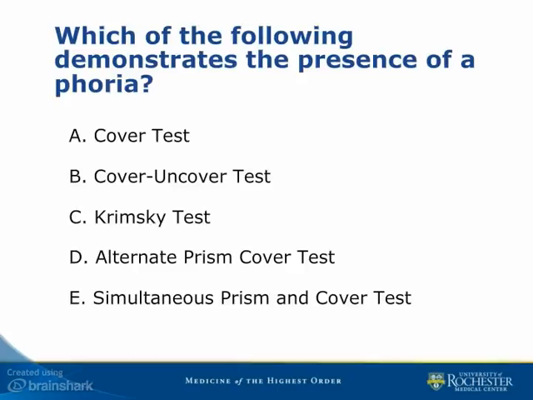So here's a quiz question from your reading to think about. Which of the following tests demonstrates the presence of a phoria? A, the cover test, B, the cover-uncover test, C, Krimsky test, D, alternate prism and cover test, or E, simultaneous prism and cover test. Pause here, think of your answer, and we'll discuss on the next slide.